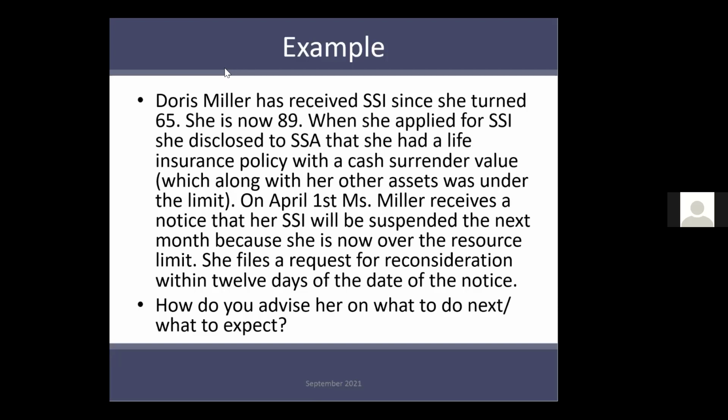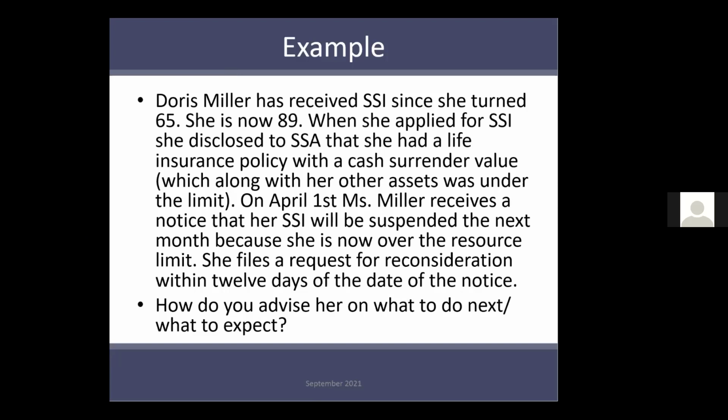Yep. So the flags here that I had about how would you advise her and what to do next is that she filed the request for reconsideration, this first level appeal, within 12 days of the date of notice, which means she should be eligible for Goldberg-Kelly continuing benefits, which means that they should continue paying her SSI every month. This is her only income. She needs it to get by.